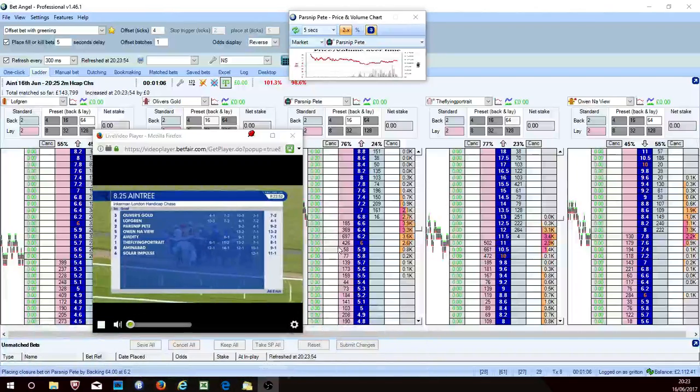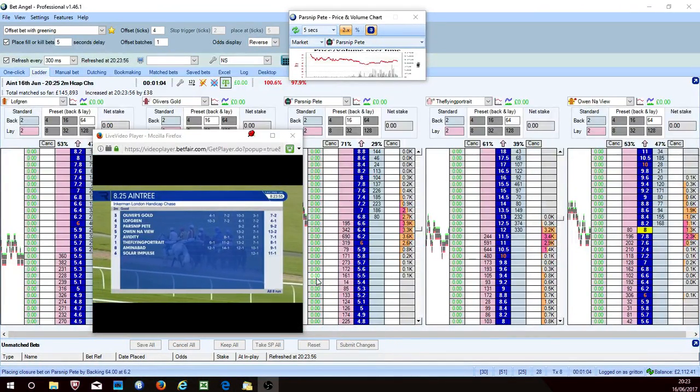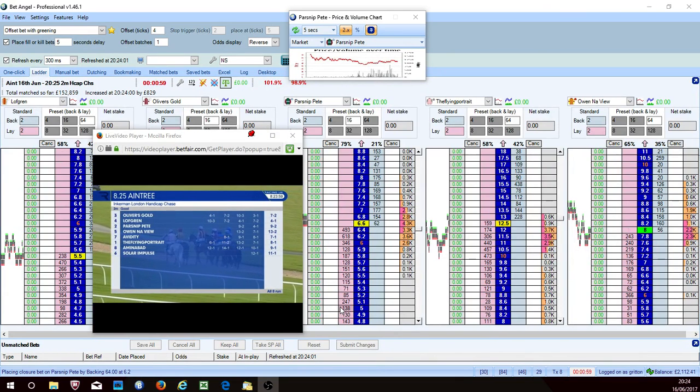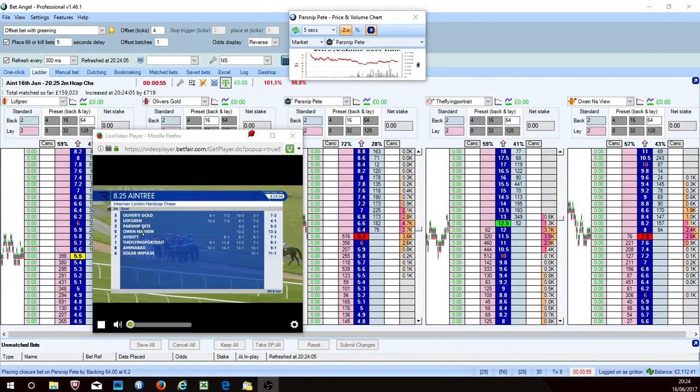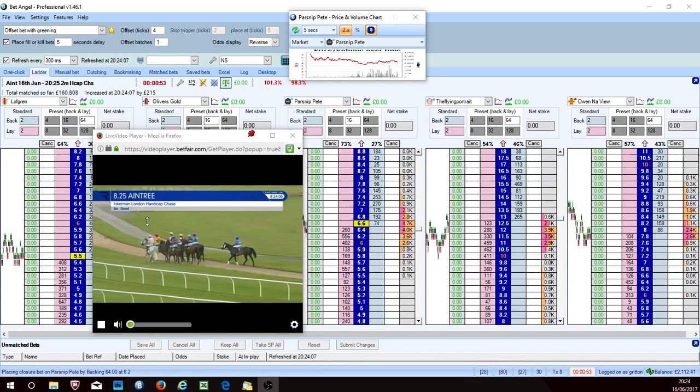Okay, I'm going to back Parsnip Pete in this race. It's got fairly good stats. This event will start in 60 seconds. It's a winner on the going. It's a winner on the course.